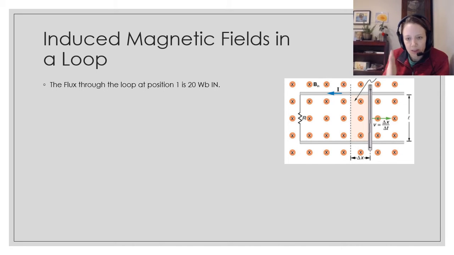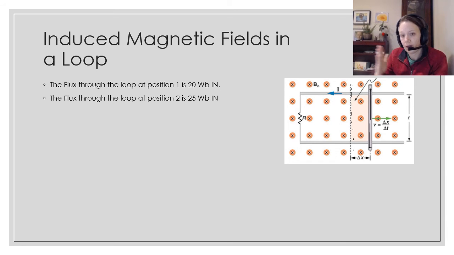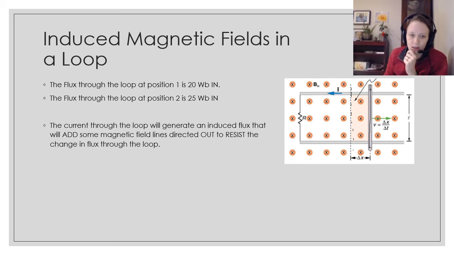So when it was at position 1, which is the dashed line, the before position, let's assume we had 20 Webers of flux going through it then. Now we're at position 2, and we've got more flux going in because we've opened up that loop. We've made a bigger surface area, and so now we have increased the amount of flux in the center of that circuit in the direction in.